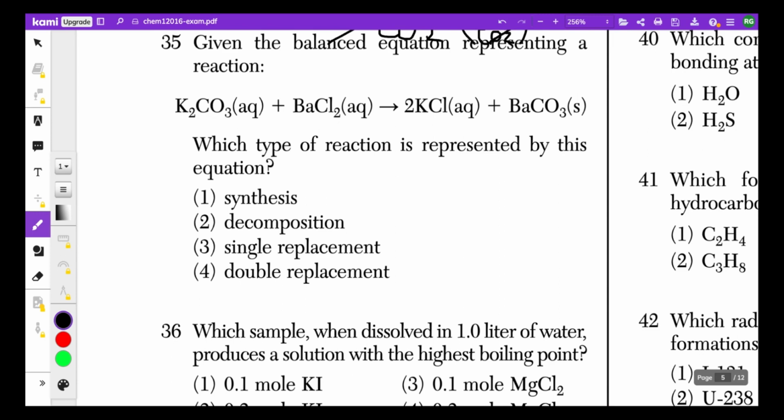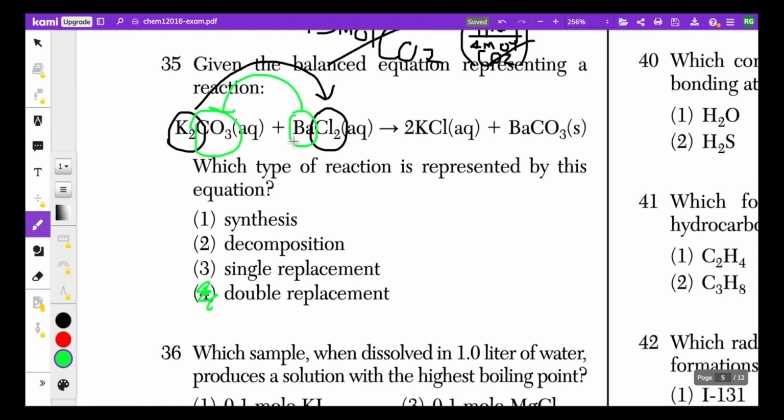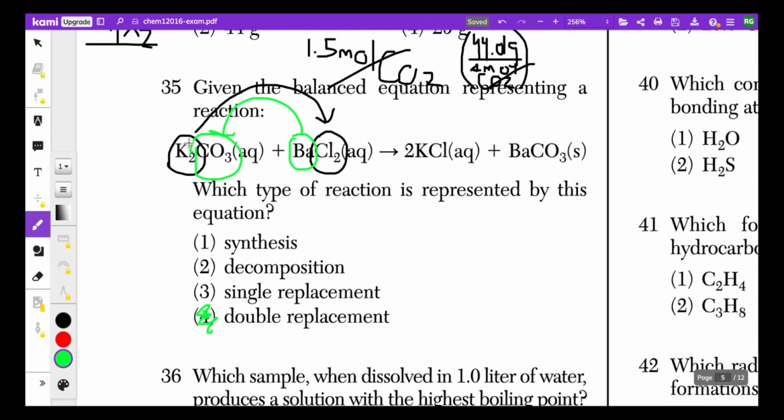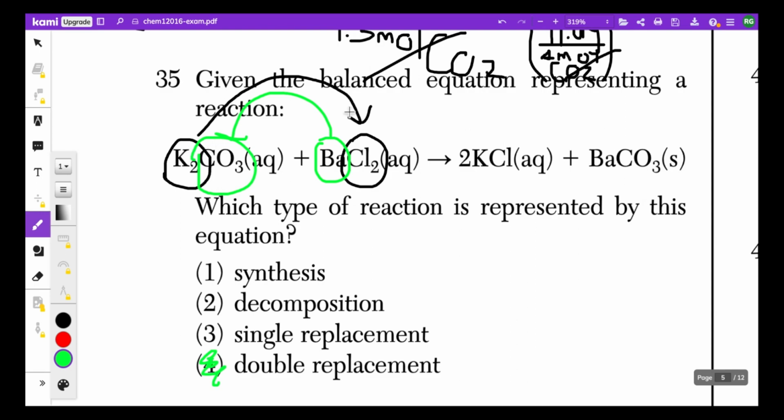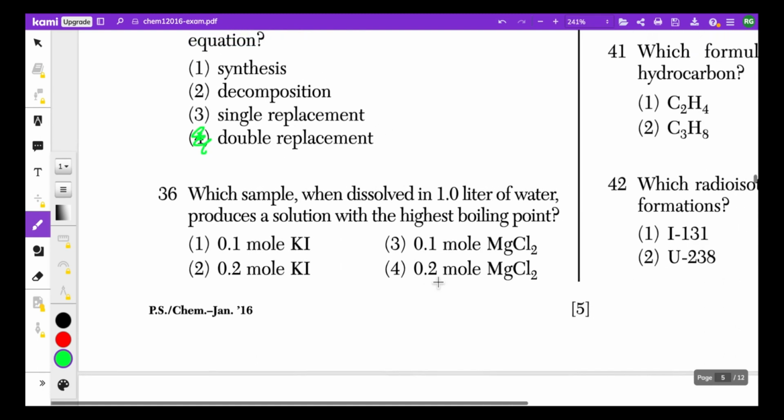Which type of reaction is represented by this? You can see how this K swapped with the Cl. This K went to the Cl. And you can see how the Ba went to the CO3. They kind of swapped partners, if you will. So this is an example of a double replacement reaction. You're replacing the Ba with the K, replacing this with this, and you're replacing this with this. So that's going to be double replacement.